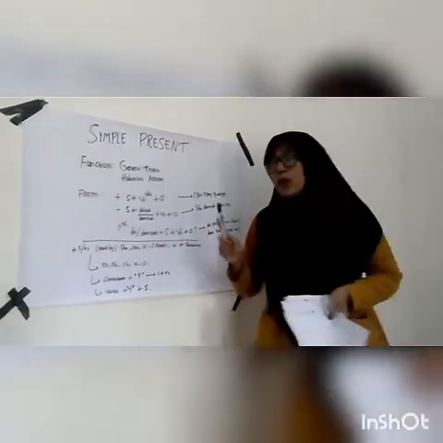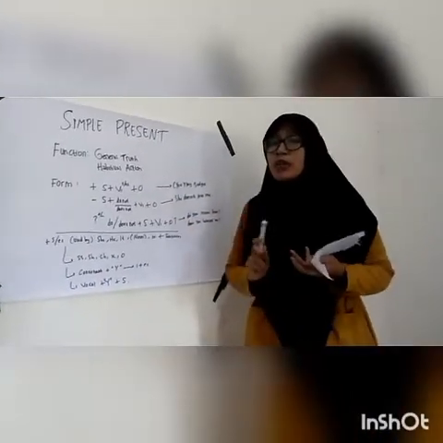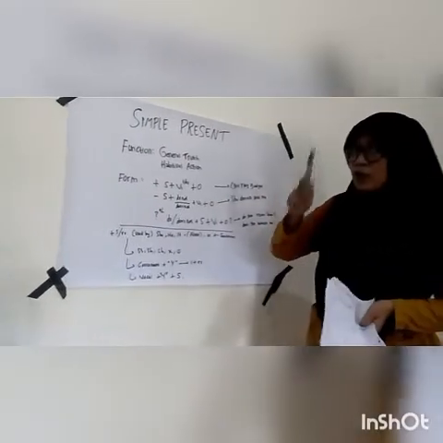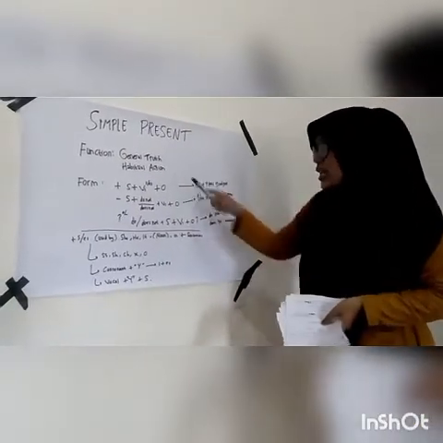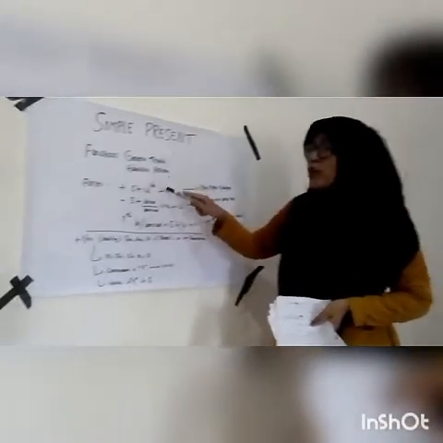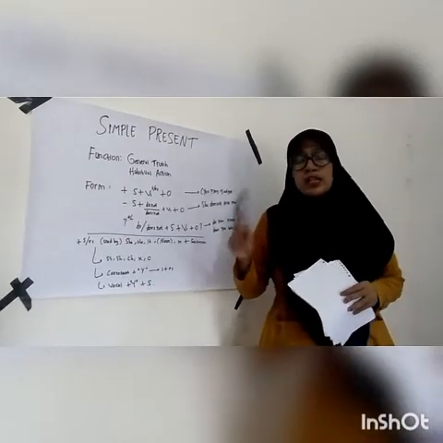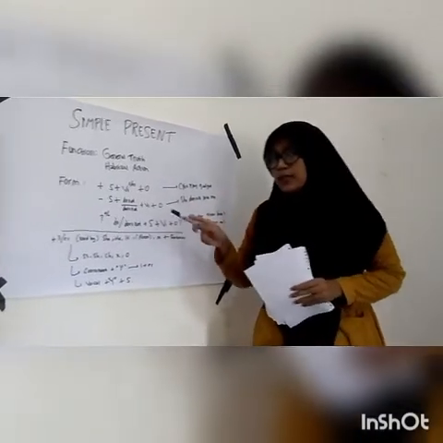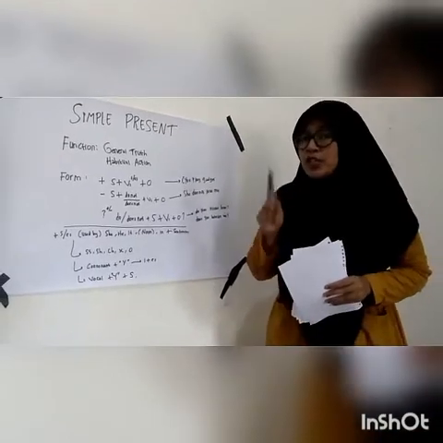You can remember: she, he, it use doesn't; I, you, we, they use don't. And I want you to remember about verb 1 in the positive sentence. If the subject is she, he, it, you must use s or es on verb 1. For example, she plays badminton. Don't forget about s or es on verb 1 if the subject is she, he, it.